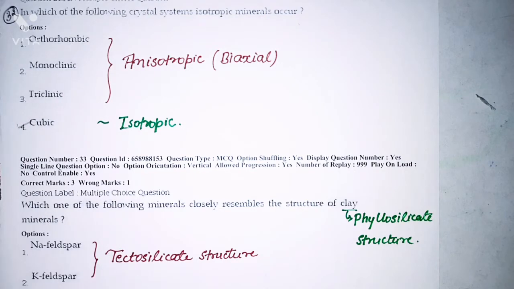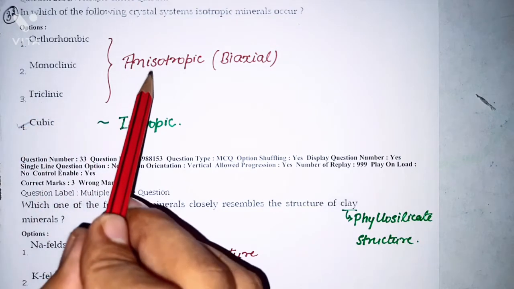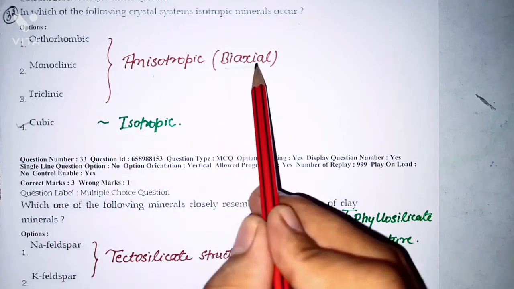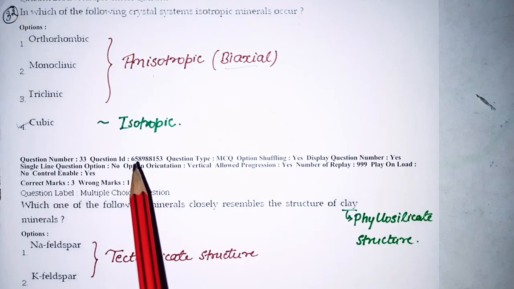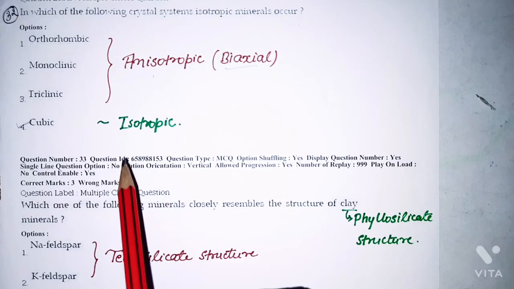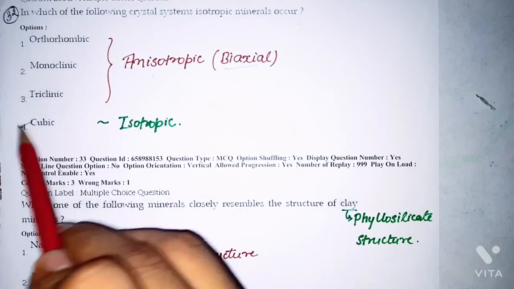It is as simple. The minerals that crystallize in orthorhombic, monoclinic and triclinic crystal systems are anisotropic in nature, as well as biaxial, while those minerals that crystallize in hexagonal and tetragonal crystal systems are also anisotropic, but uniaxial. So as far as the question is concerned, the correct answer is cubic.